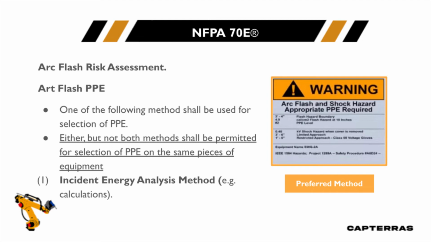We have the incident energy analysis method, which is the calculation method. That is the preferred method because now we're getting the actual incident energy. On the right, you can see a label, and the label indicates 4.9 calories at 18 inches. You can also see it indicates a PPE level. You will not find, however, the list of PPE on my labels, because the PPE in many cases changes over time. And we will use a separate poster in a facility to indicate PPE, a visual poster.